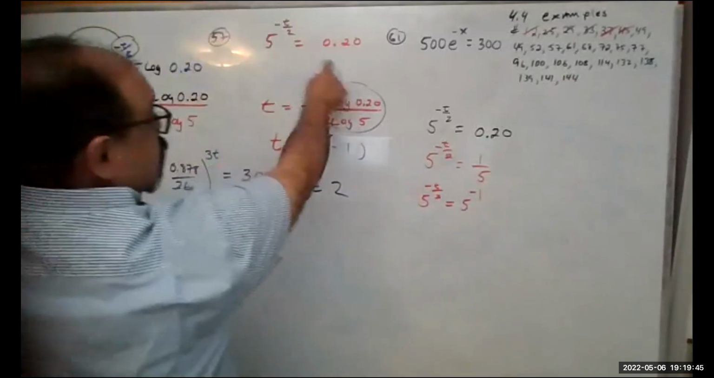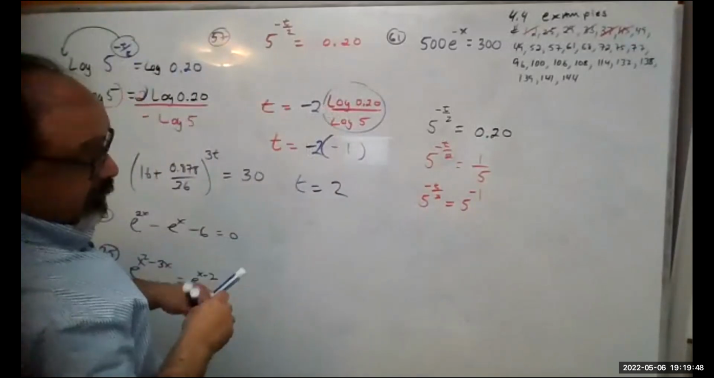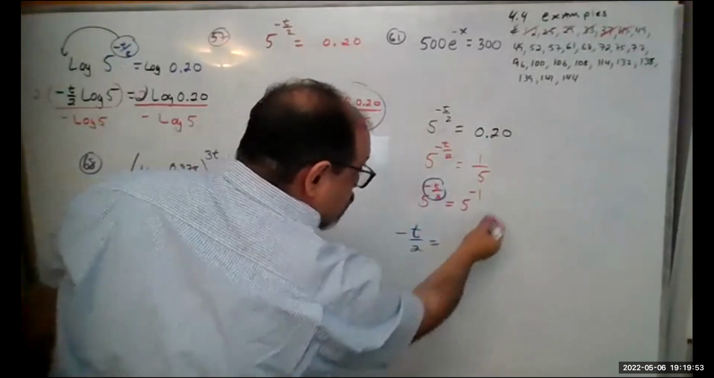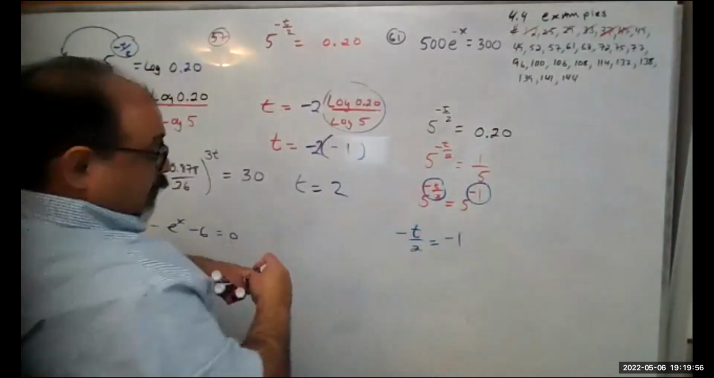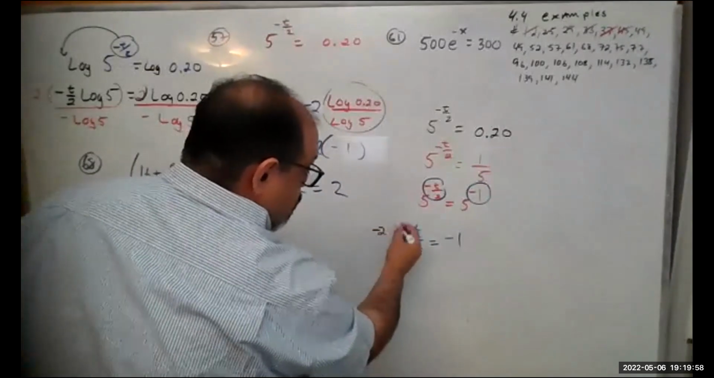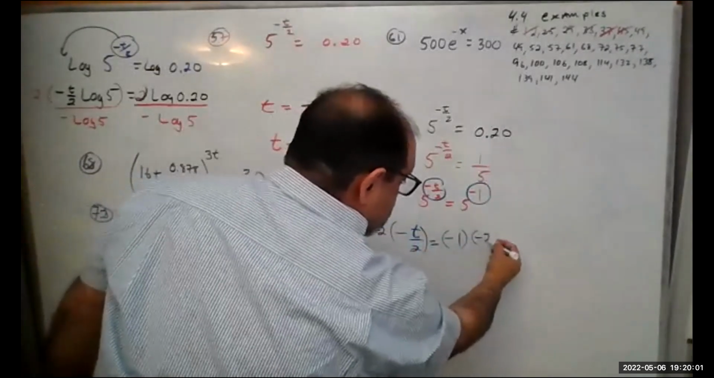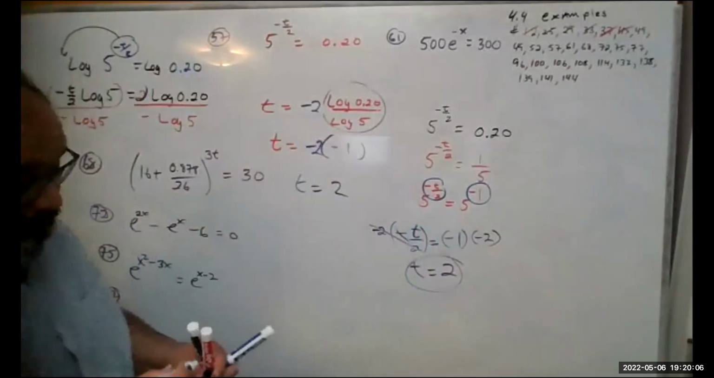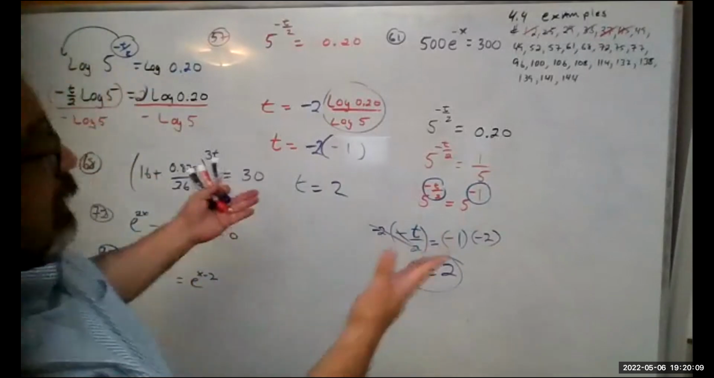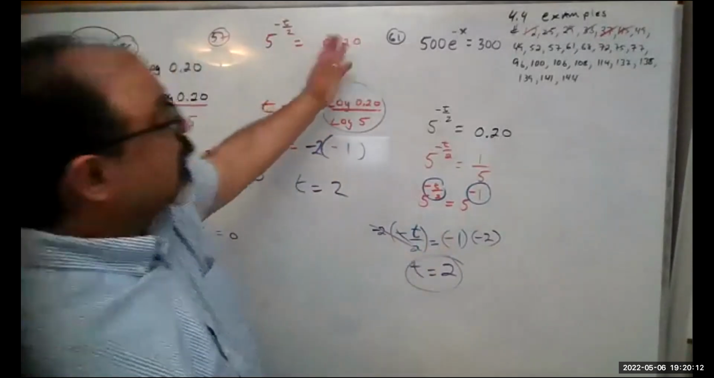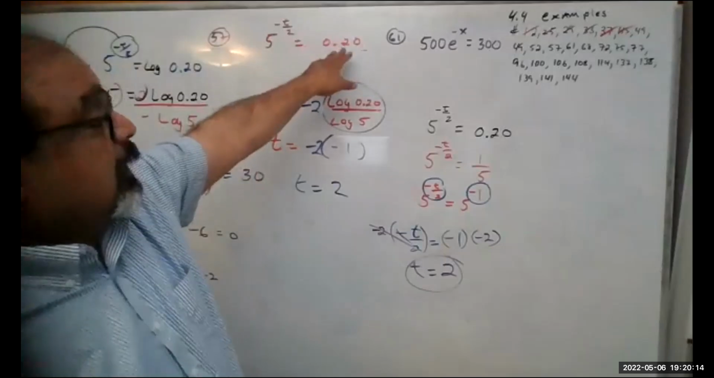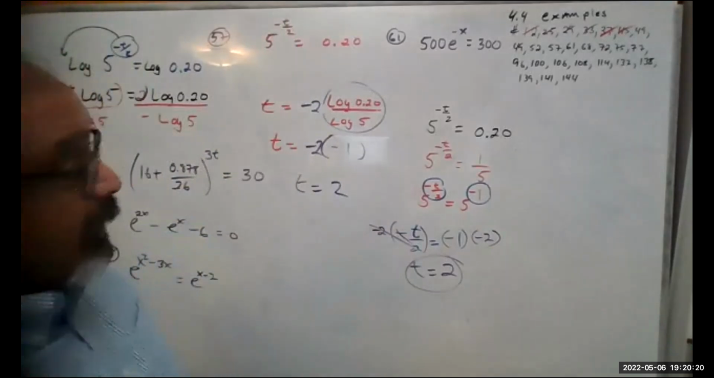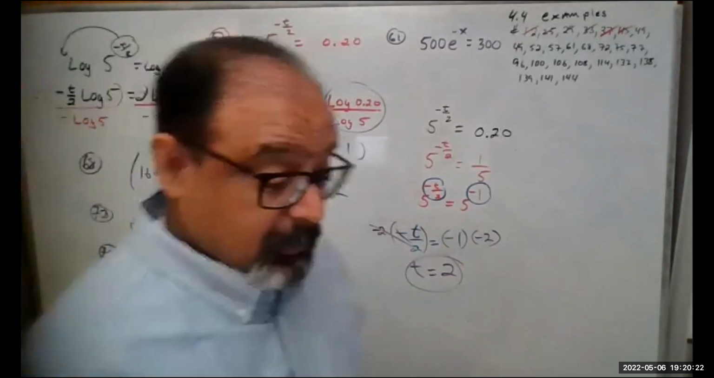This one can be written with the same base on either side. So this -t over 2 is equal to that -1. Multiply both sides by -2. And you get t is equal to +2. So that's only because that is exactly 0.2. If it was 0.26, it's not going to work because 26 cents is not a perfect power of 5. But this time it was.